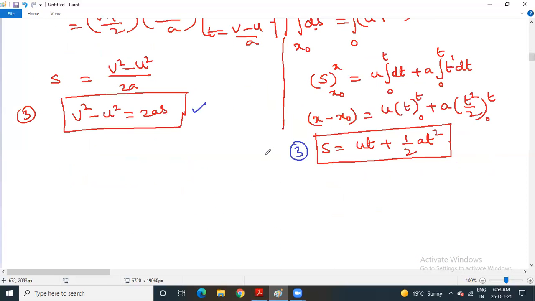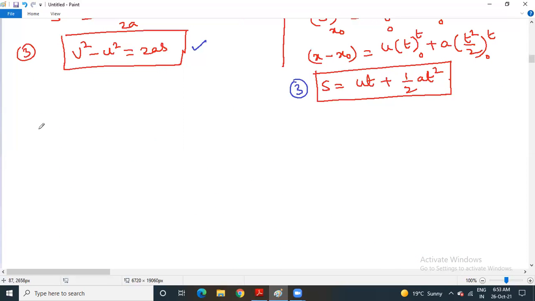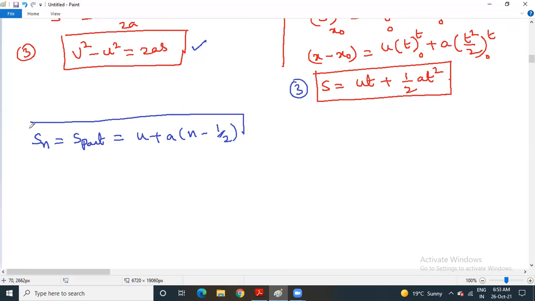Then there is another equation that can be proved with the general method only, S n, or you can say S part. S part means the part of the total distance covered. S part is equal to u plus a of (n minus half). I'll explain the proof of this in my next video.